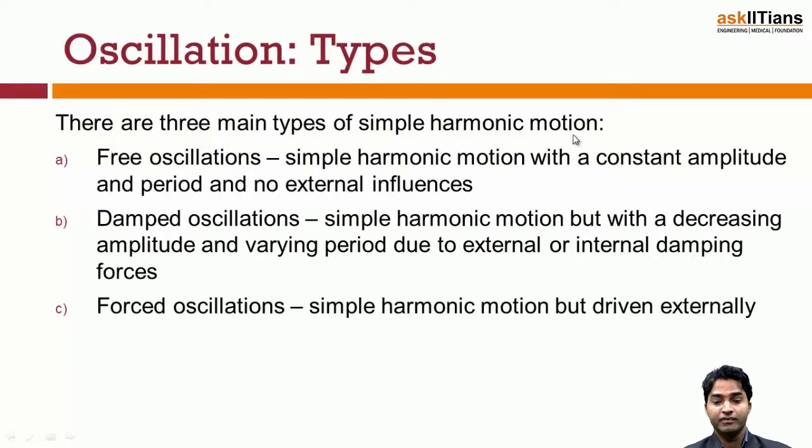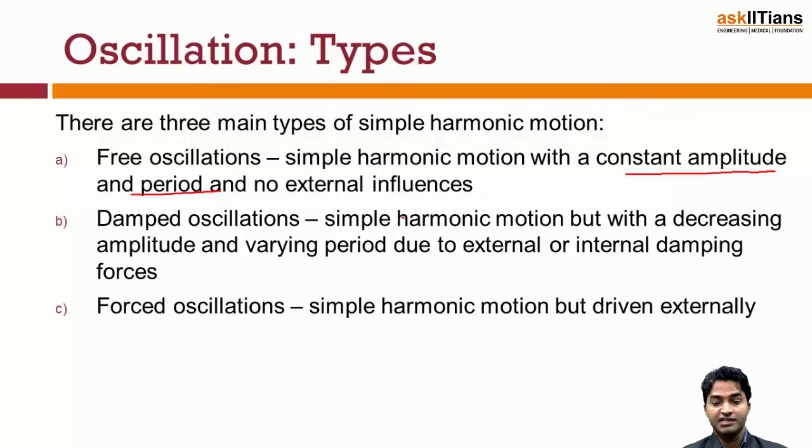There are three main types of simple harmonic motion: free oscillation, damped oscillation, forced oscillation. In the case of free oscillation, we are getting simple harmonic motion with a constant amplitude and period and no external influence. I mean, if no external force is applied to execute that to and fro motion, that comes under free oscillation, which has constant amplitude and period. Amplitude is not changing, also its time is not changing.